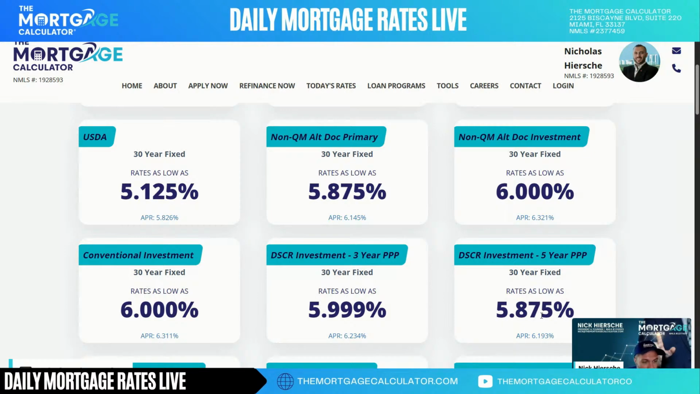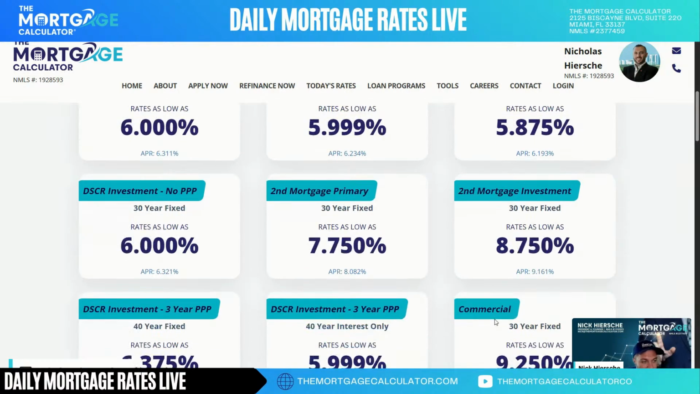And we have a ton of different options here. If you keep scrolling down, we have all kinds of different outside the box solutions for our investors and our borrowers out there that need a little help. But today we're going to be talking about prime jumbo loans.